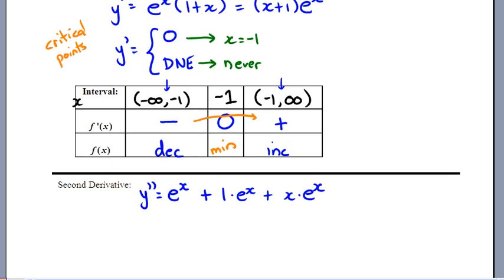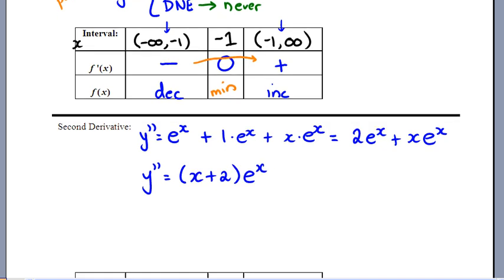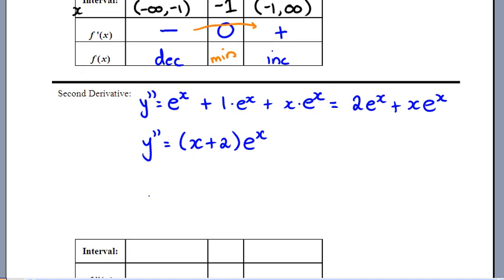Let's tidy this up, because that looks pretty messy here. It looks like 2 times we have an e to the x, and then once we have an x e to the x. I'm going to do a little factoring. I'm going to write that as x plus 2 times e to the x. Okay, so now I am looking for potential inflection points when I ask myself, could that ever be 0? Or could that ever be does not exist?